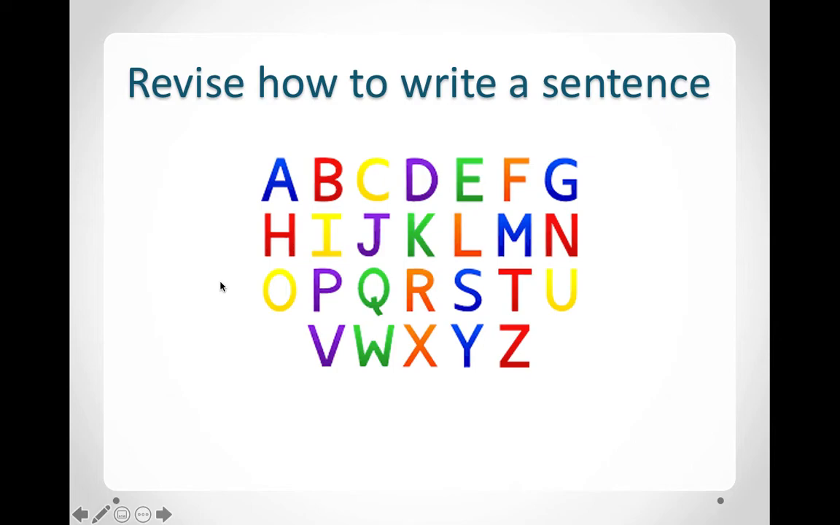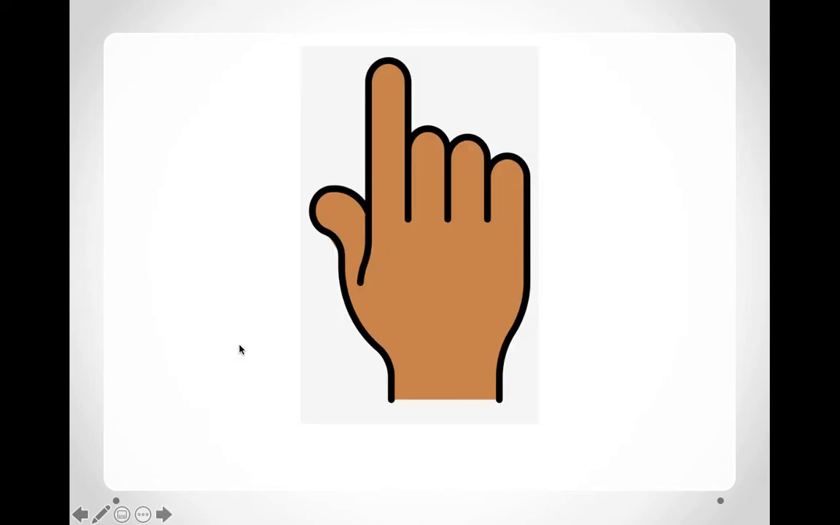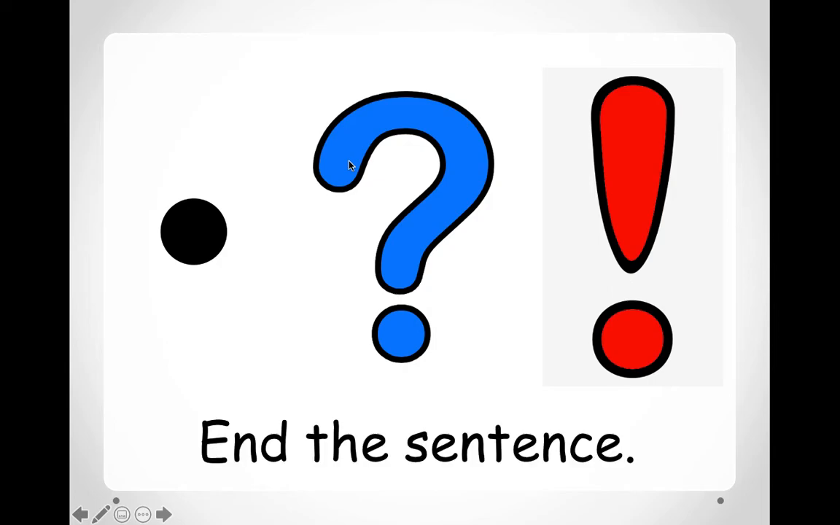Now, before we get started on writing down our sentences, please remember that when you write a sentence, you always need to, that's right, start with a capital letter. What do we need to do next? Amazing! We will leave a finger space. And what do we do last? That's right. We have to end the sentence with the correct punctuation mark.